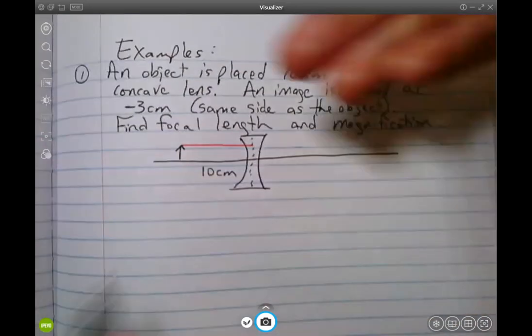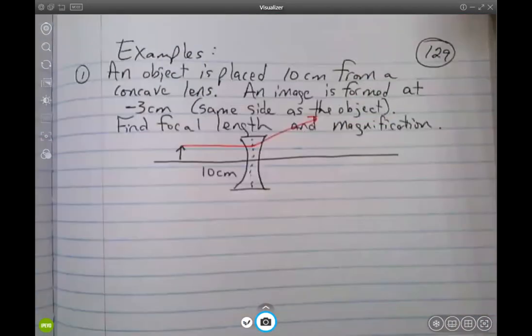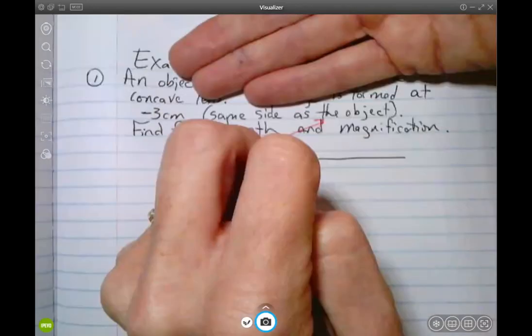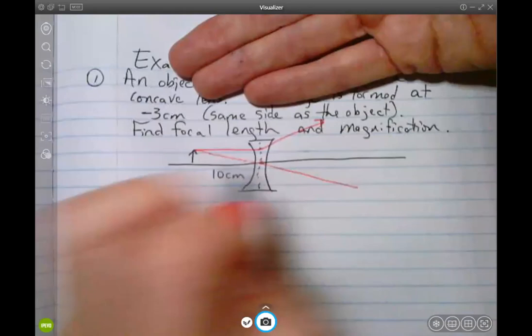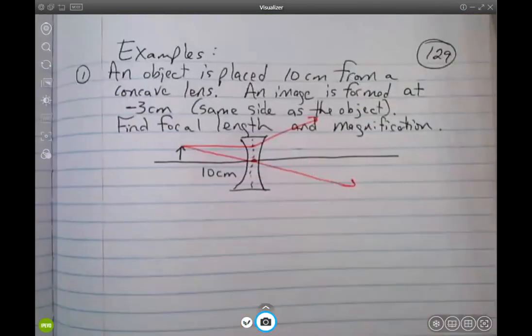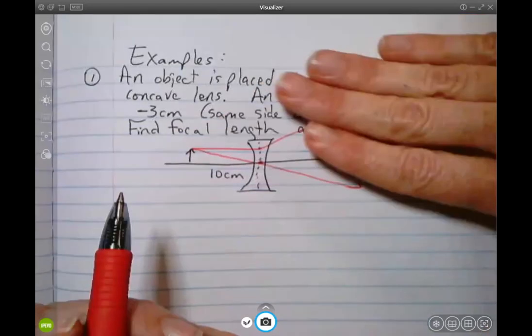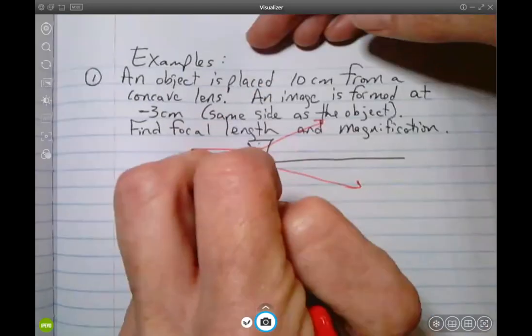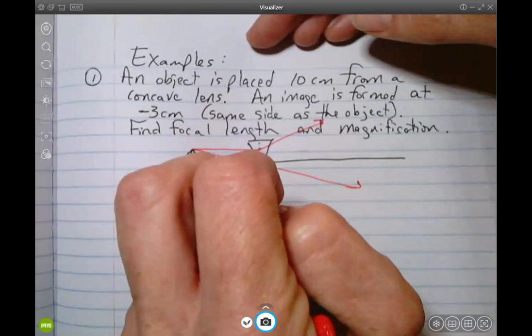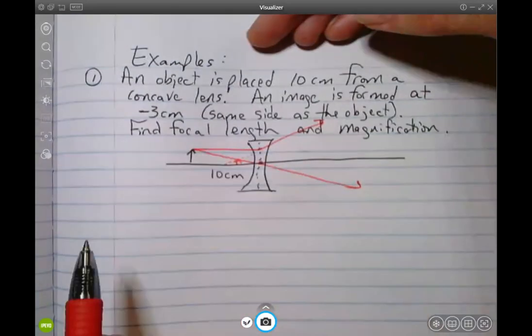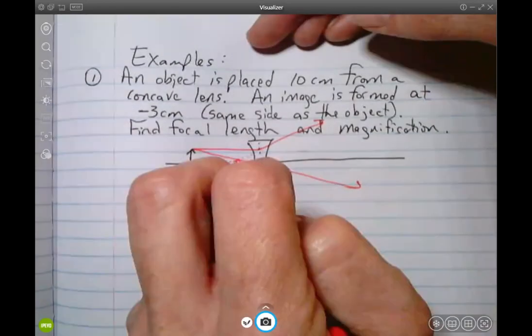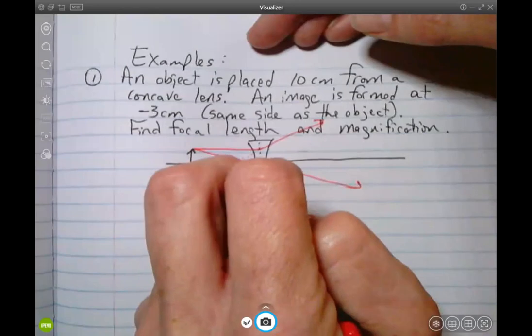So this goes out this way somewhere. And then the second ray of light goes straight through the center, like that. Something like that. And in order to get this light to cross, you would just have to back this up, and you've got a little image right here where these cross. And I'm given in the problem that that's 3 centimeters.